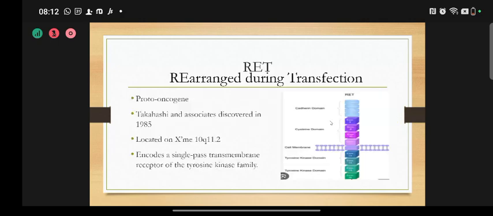So the next one, in all medullary cancer, we should look for RET mutation. Many of us may not know the full form of RET. It is actually rearranged during transfection. It is a proto-oncogene discovered by Takahashi in 1985. It is located on chromosome 10q11.2. It encodes a single-pass transmembrane receptor of the tyrosine kinase family.